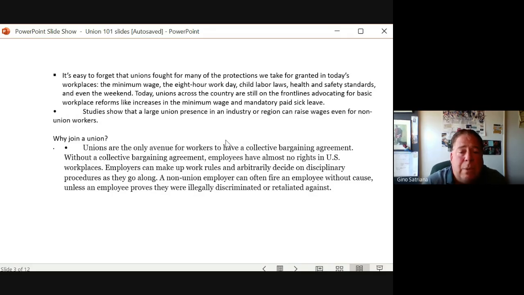A non-union employer can often fire an employee without any kind of cause, unless the employee proves that they were illegally discriminated or retaliated against. With a union contract, they've got to have just cause and due process, because you have that union contract, and they've got to go through the steps of whatever that union contract says. So they can't just say you're fired. They have to go through a process. When you don't have a union contract, and I might be using the wrong term, somebody could easily be at will, and they could just say, oh, today, we're not going to need you, you're fired.